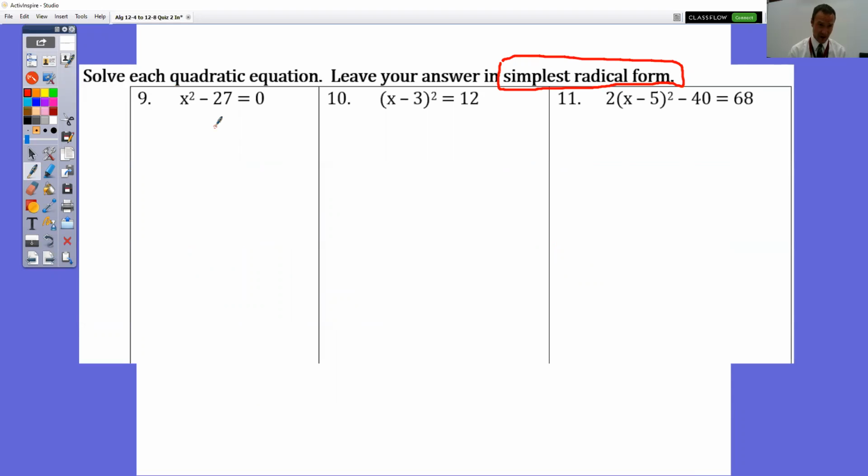Solve for x. We're not using the quadratic formula yet. We're just solving for x. We're not using negative b plus or minus the square root of b squared minus 4ac all over 2a. We're not using that yet.